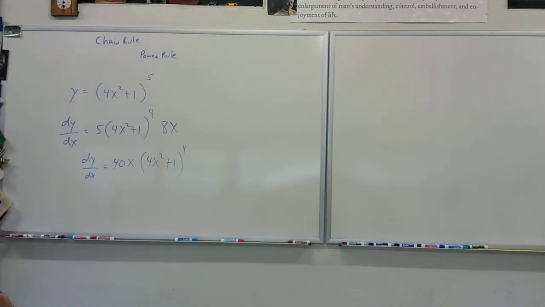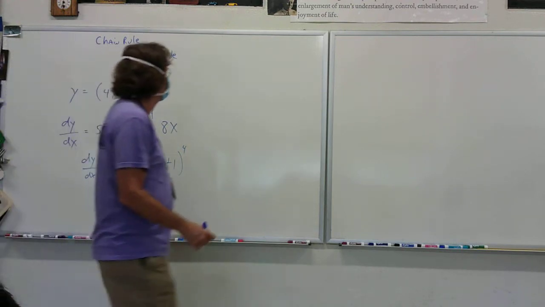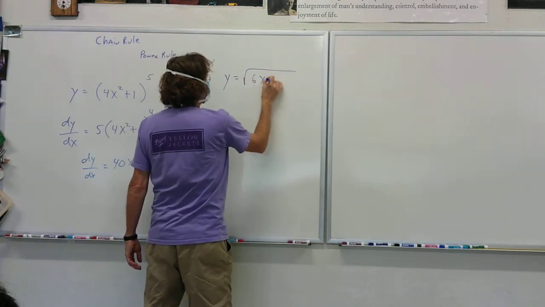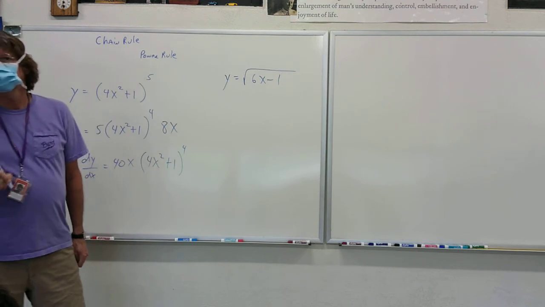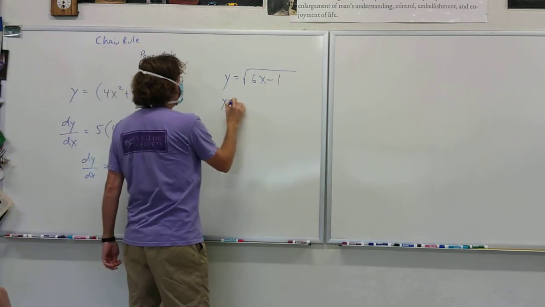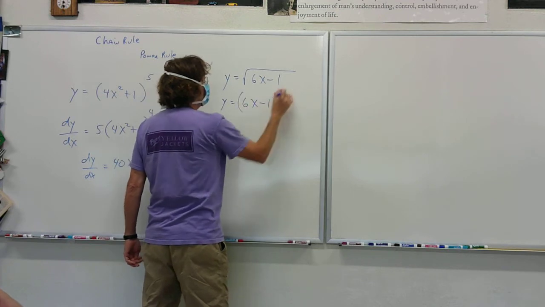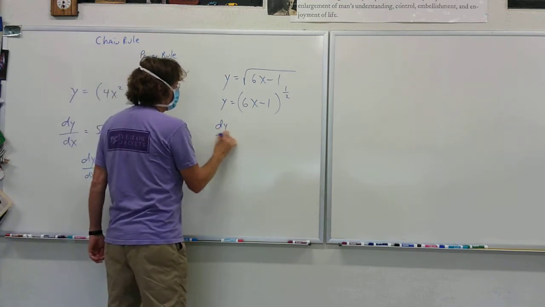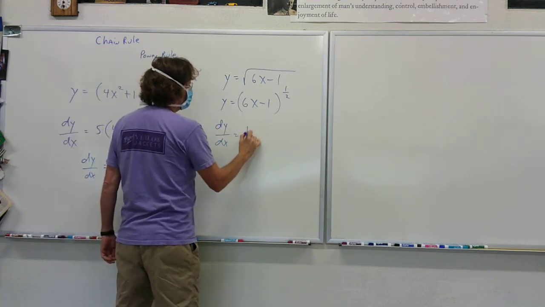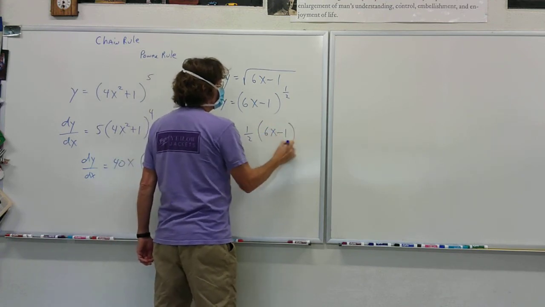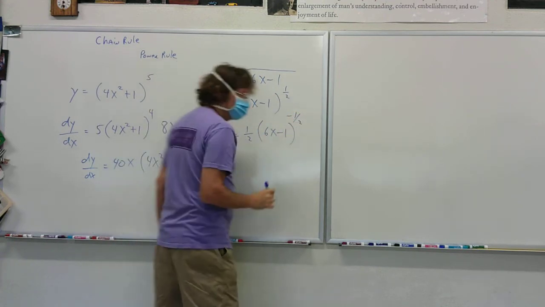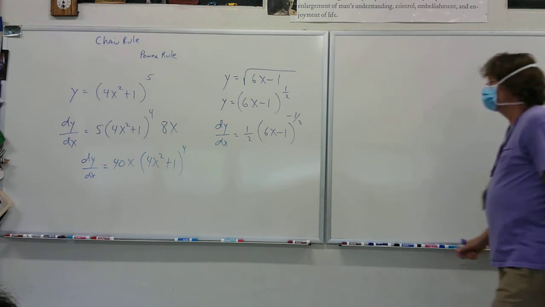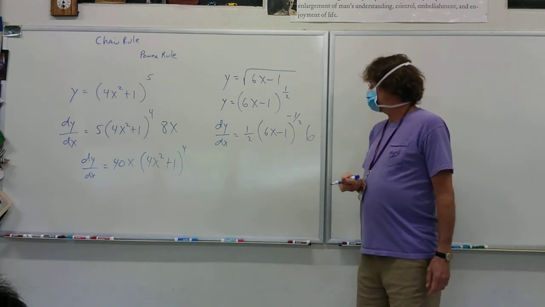Okay? Do another example. y equals square root of 6x minus 1. y equals (6x minus 1) to the 1/2. dy over dx equals 1/2 (6x minus 1), subtract 1, is a negative 1/2 when you subtract 1. Is that okay? And don't forget to put what out here on the end? The derivative of 6x minus 1.